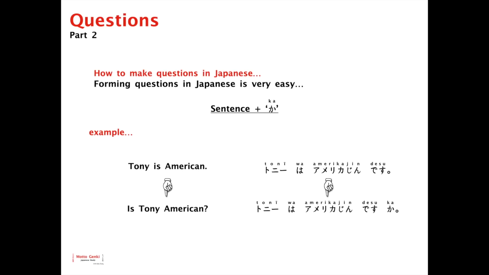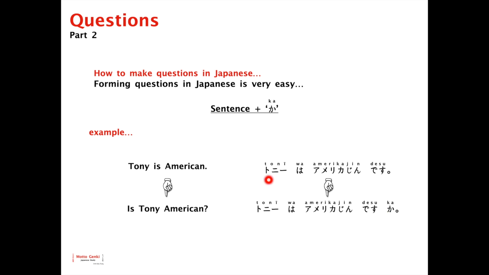In Japanese, it's quite easy to make a question. What we do, we make a sentence, and then at the end of that sentence, we say ka. Ka says that this sentence is a question. In English, the way that we form questions, well, there's many ways, but in this circumstance, "Tony is American" is the sentence. The question, "Is Tony American?" We change around the order of the words. However, in Japanese, the sentences are the same. The only difference is that we identify that it's a question with ka.